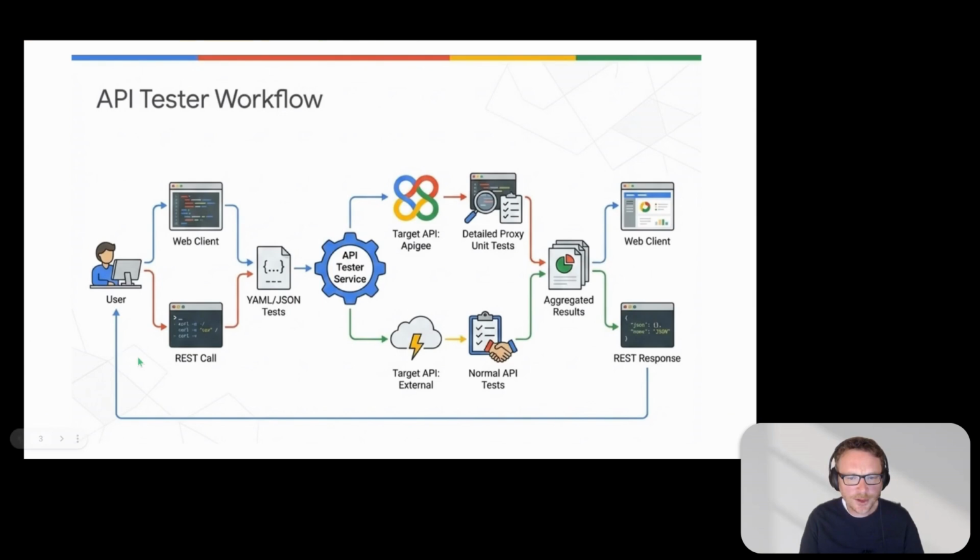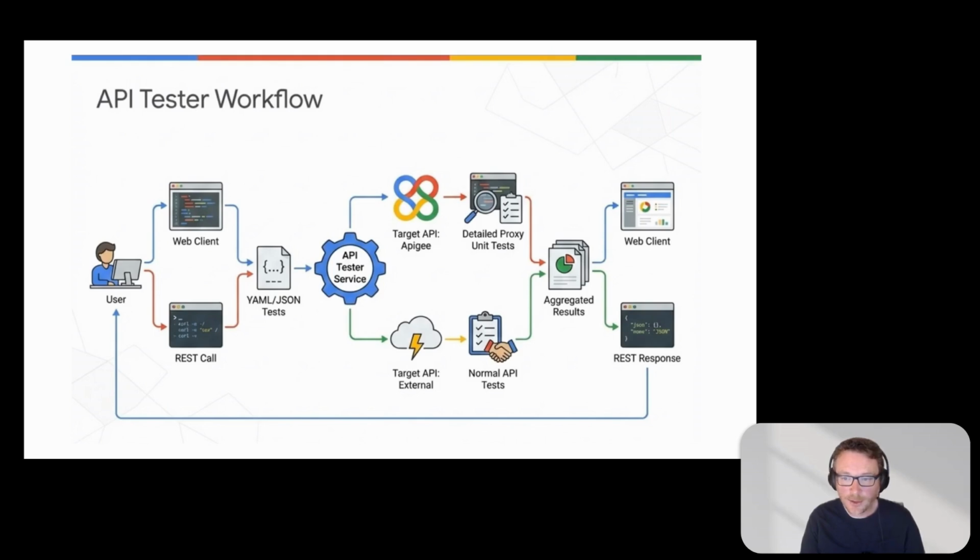The workflow looks like this: the user basically can submit tests through either a web client or a REST call. Tests are either YAML or JSON documents. The API tester service needs to run somewhere. There might be a CLI version in the future, but at the moment it needs to run, for example, in Cloud Run. When tests are received, they're executed.